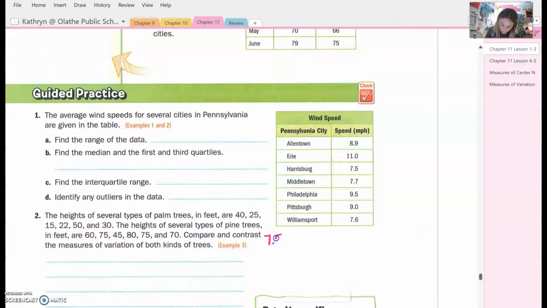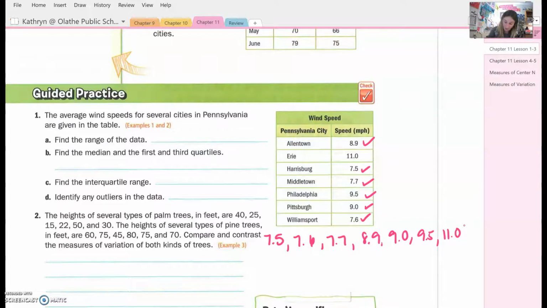So here we go. 7.5 is the first one. The next one is 7.6, and then 7.7, and then 8.9, and then 9.0, 9.5, and 11.0. Okay, so far so good. Now, first thing we need to do is find the range. We're going to take 11.0, which is 11, minus 7.5, which gives us 3.5. So our range is 3.5. That's easy. We've done range before.